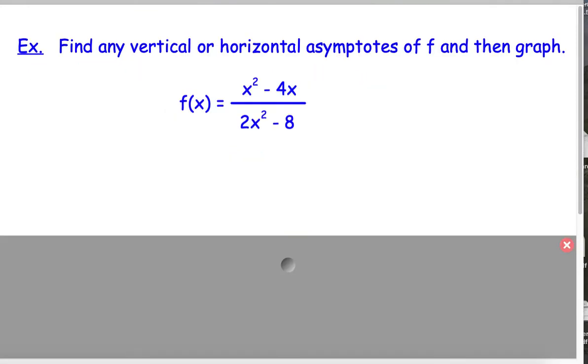All right, so now you try one, and it's a good idea to hit pause and give it a shot. Find any vertical or horizontal asymptotes for this function. All right, let's start with the horizontal asymptotes because that'll be quicker. All right, so we look at the degree in the numerator and the denominator, and the degree is 2. So the degree is the same, so it's going to be the ratio of the coefficients of those terms, which means we have a horizontal asymptote at y equals 1/2.